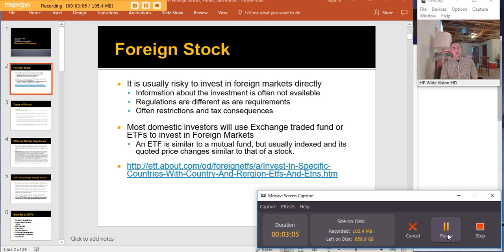Now, an exchange traded fund is very similar to a mutual fund, and a mutual fund is just many different stocks that are invested under one arch. We'll talk about that a little later on. ETFs are the same, but there's one huge difference between a mutual fund and an ETF. The ETF is usually indexed, and the quoted price changes relative to the stocks in it. In other words, if I go on to Yahoo Finance and look up a standard mutual fund, the quoted price only changes one time a day, usually at night, because you have to do a valuation of all the underlying stocks to figure out the actual price.